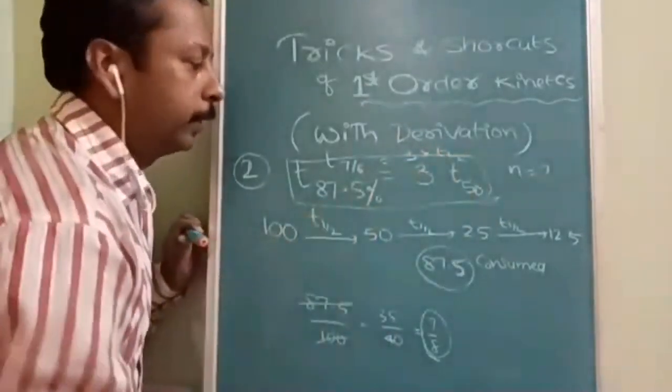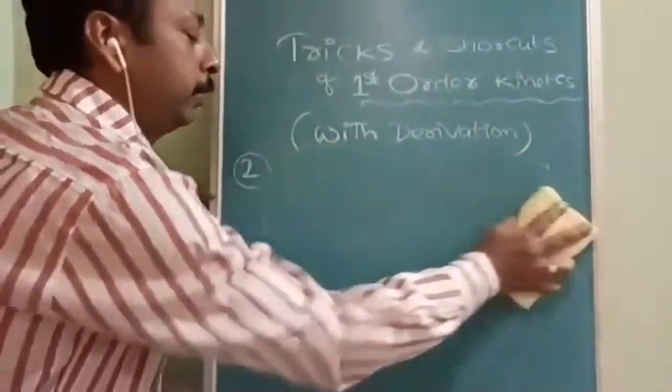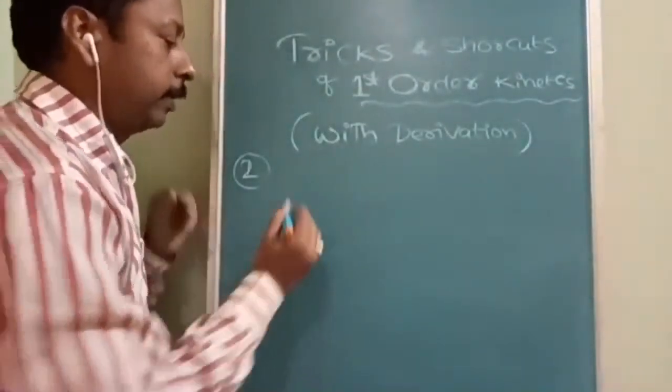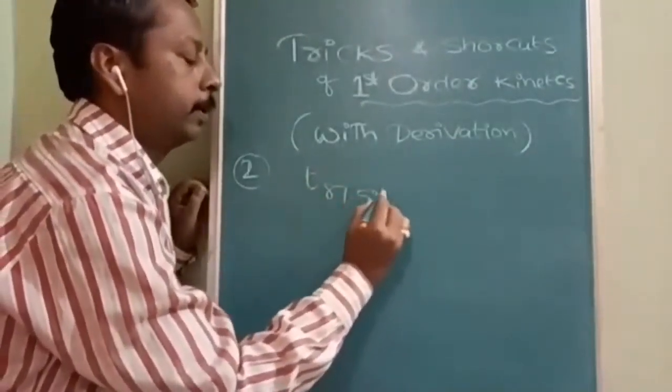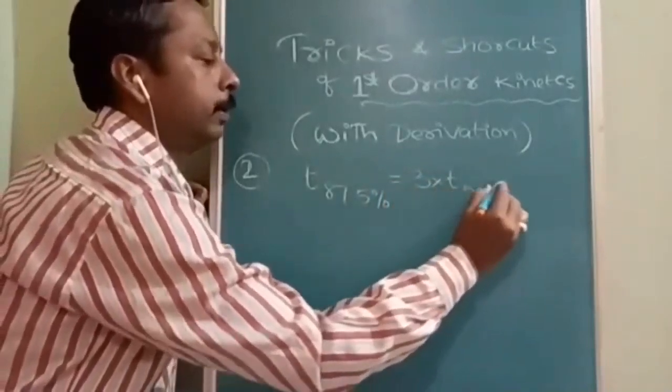Okay, so second shortcut I am writing in detail. Okay, what is the second shortcut? T 87.5% is equal to 3 times of T 50%.